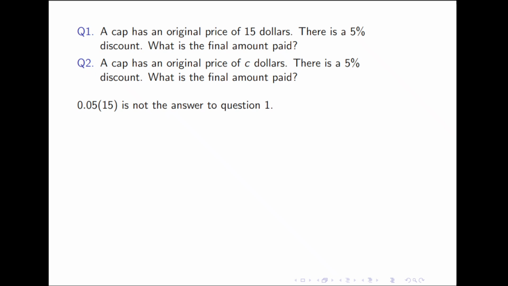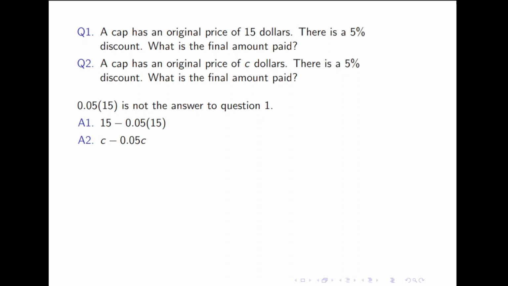Note that 0.05 times 15 is not the answer to question 1. That just tells us how much money is taken off of the original price. The answer to question 1 is 15 minus 0.05 times 15. While this can simplify, we leave this as is so that we can see patterns. This technically answers the question, though just not simplified.